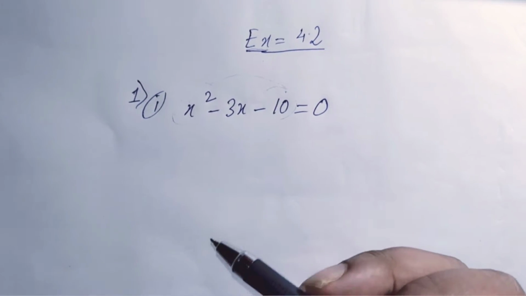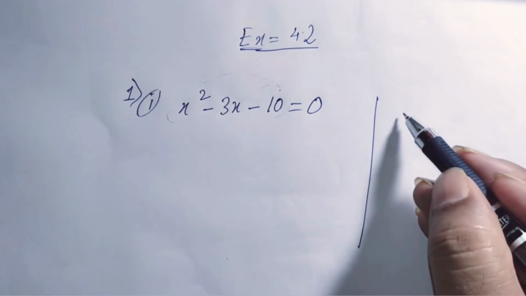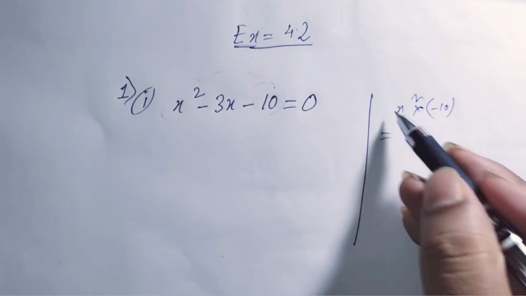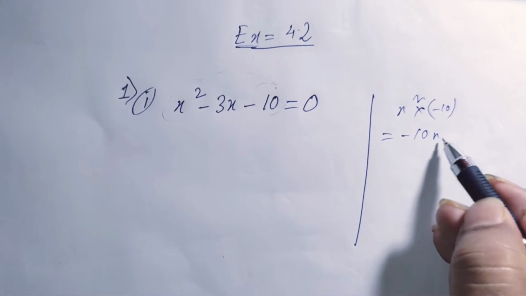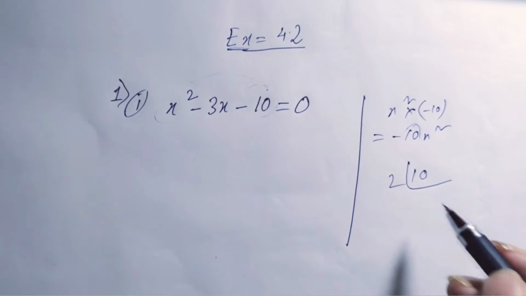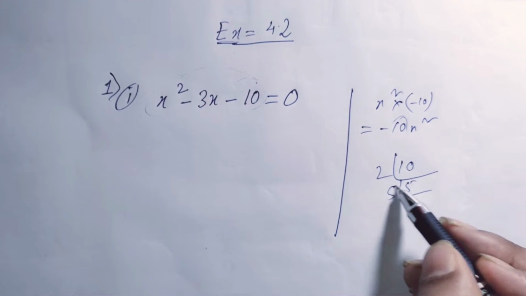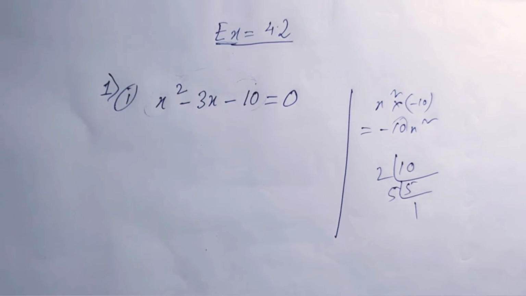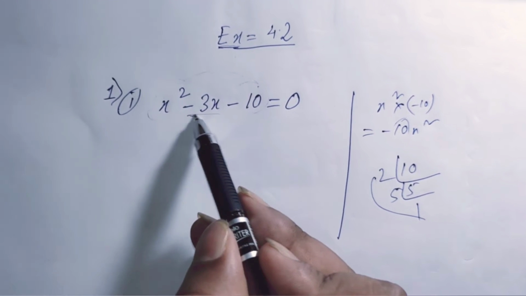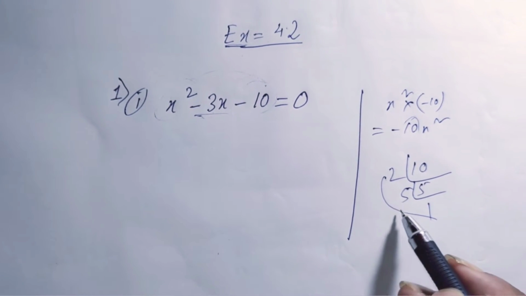We will multiply these two in rough: x squared multiplied by minus 10. So the result we get here is minus 10 x squared. For this 10 we have to find the prime factorization. Now you have to look at the middle term, here it is minus 3. So we have to get minus 3.